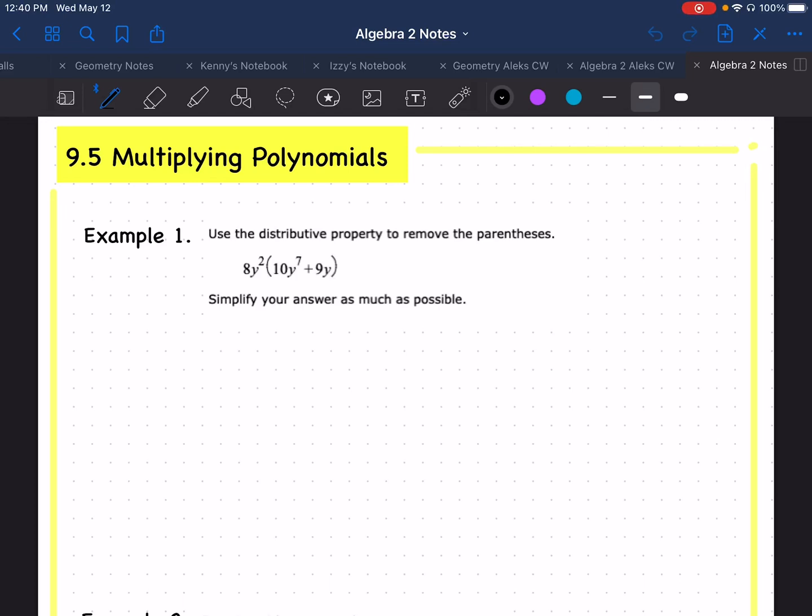Today's lesson is 9.5, Multiplying Polynomials. For example 1, we are going to use the distributive property to remove the parentheses, and then we're going to make sure that we simplify our answer as much as possible.